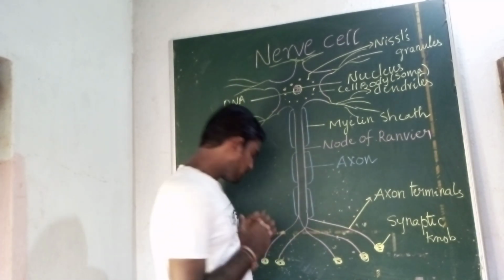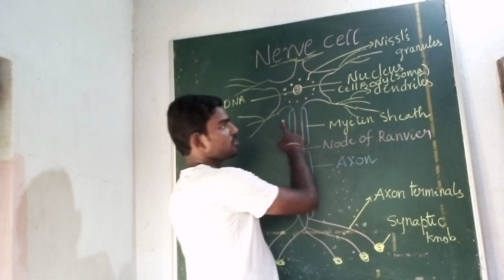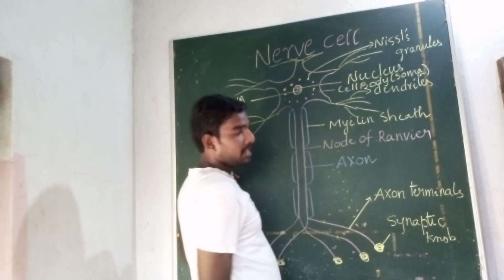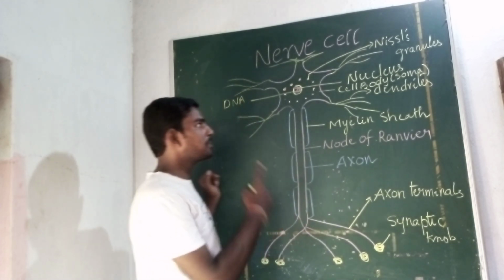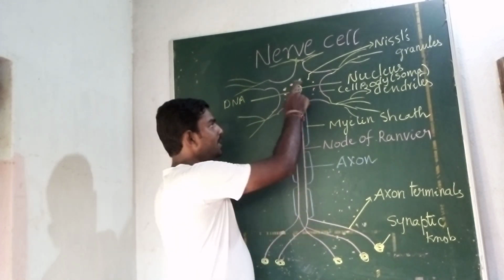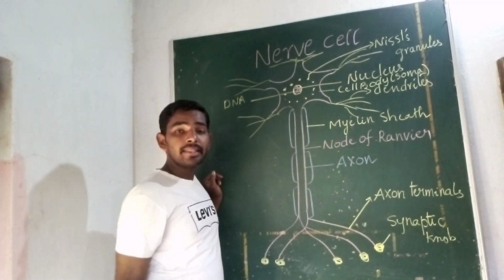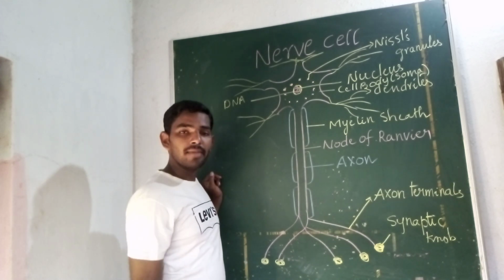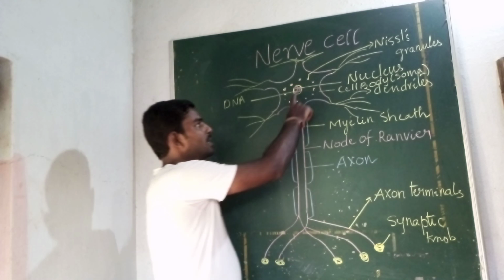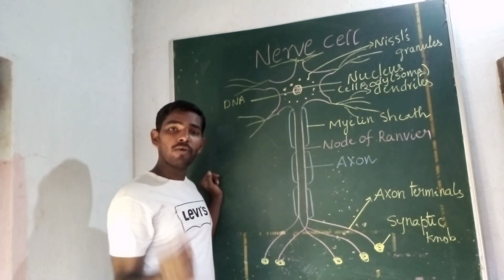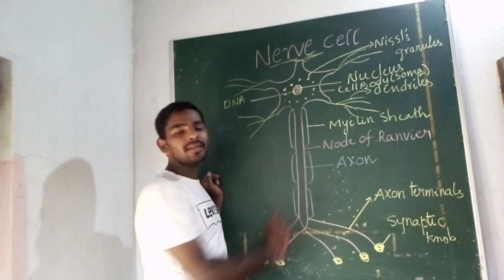So let us see. Our nerve cell consists of the cell body, also called soma. The cell body will give protection to the internal organs like the nucleus and also Nissl granules. Inside the nucleus, there is the presence of DNA. The abbreviation of DNA is deoxyribonucleic acid. It contains the genetic material. The nucleus is also called the brain of the cell. It will control the whole nerve cell.